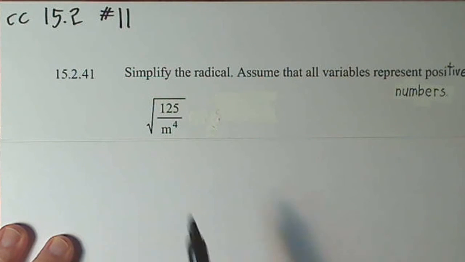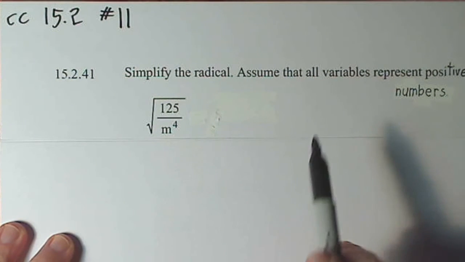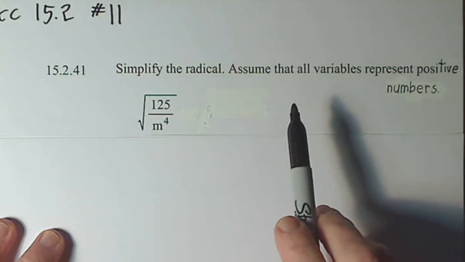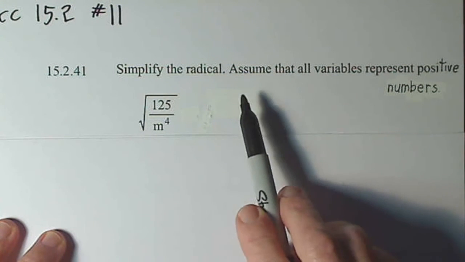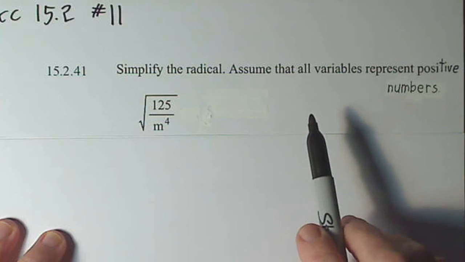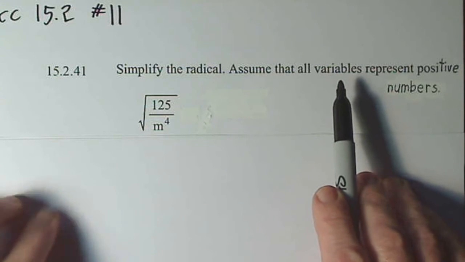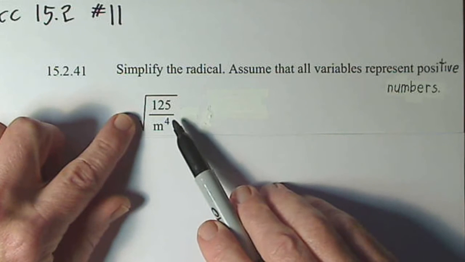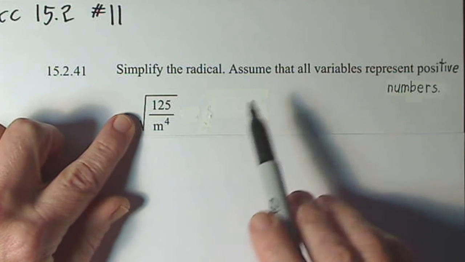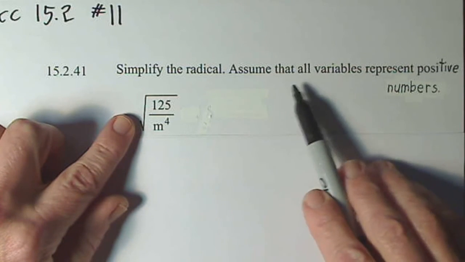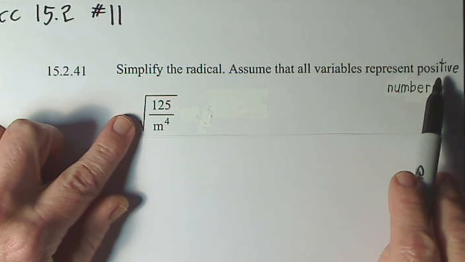Alright, we're asked to simplify the radical. This statement here is important. It's important to include it. It doesn't actually concern you to any great extent, other than it keeps everything under this radical sign legitimate. That is to say, all variables represent positive numbers.